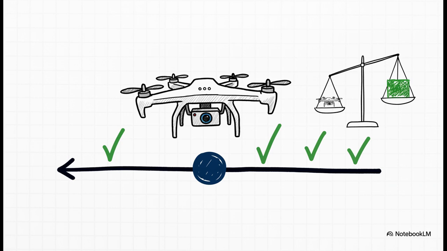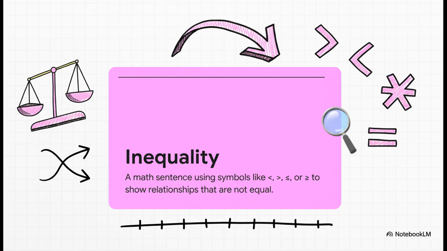Let's think about a real-world example. Imagine you've got a small drone, and there's a rule that says the drone has to weigh 2 kilograms or less. Now think about that for a second. Does that mean it has to weigh exactly 2 kilograms? Nope. It could be 2 kilograms on the dot, or it could be 1.5 kilograms, or even just 1 kilogram. Any weight that's 2 or less is totally fine. So we're not talking about just one number here. We're talking about a whole range of possible numbers.